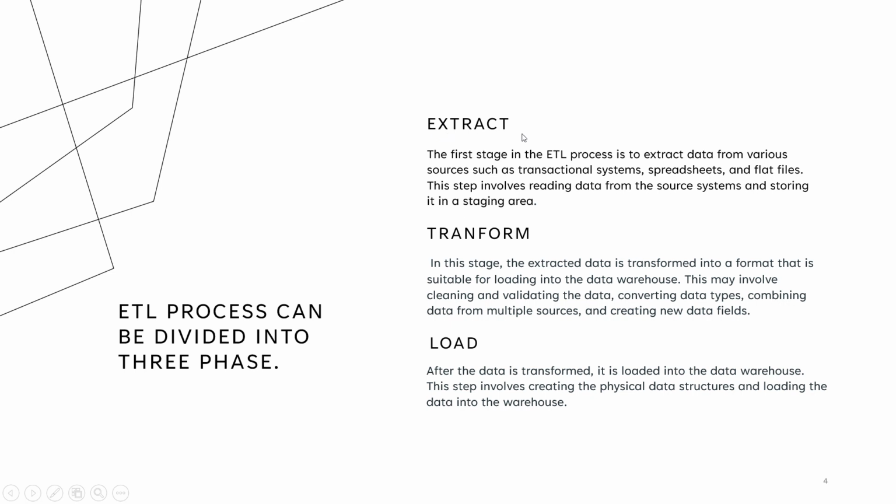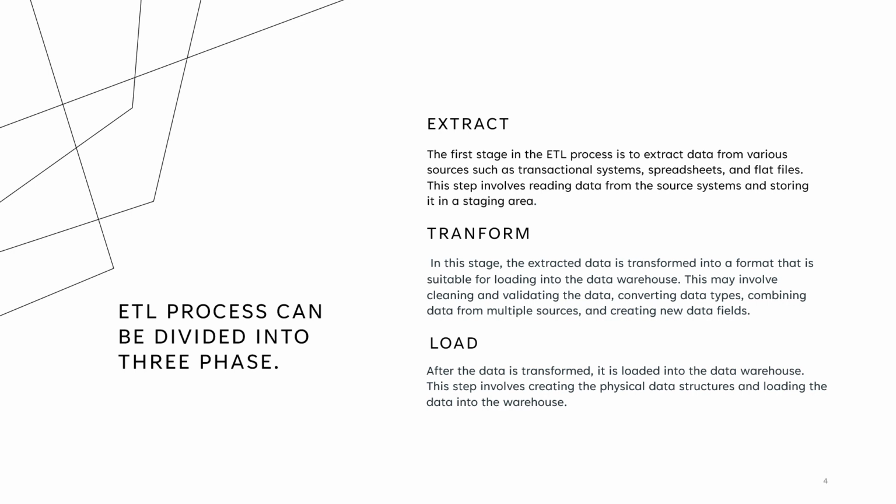First is extract. The first stage in ETL process is to extract data from various sources such as transactional systems, spreadsheets and flat files. This step involves reading data from the source system and storing it in a staging area. ETL developers extract data from one or more systems and copy it into the data warehouse.